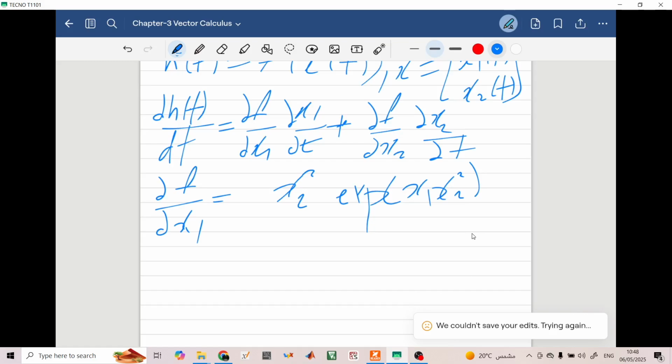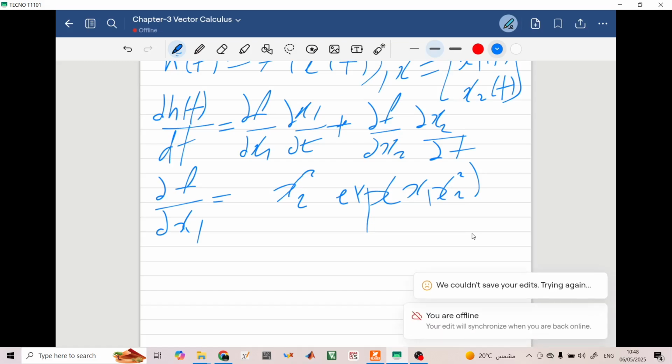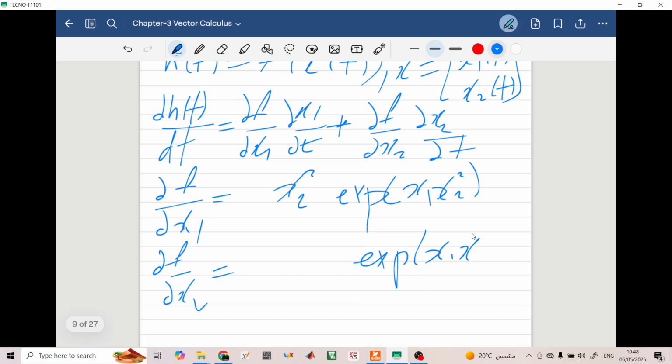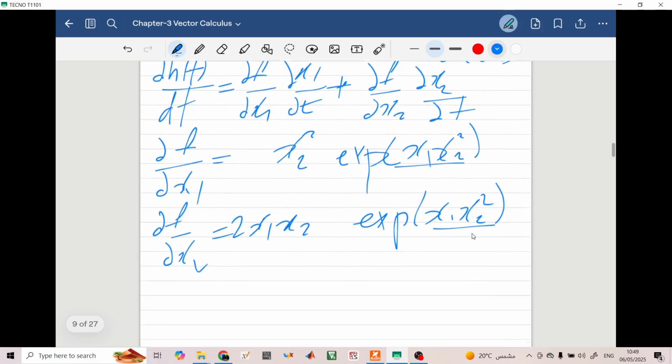Sorry about that. Right. Let's take the derivative of f with respect to x2. It's the same thing, right? The exponential stays the same. Now we want to take the derivative of the argument with respect to x2, which is 2x2, and x1 is a constant. We have 2x1 x2, right? This is simple, very nice.